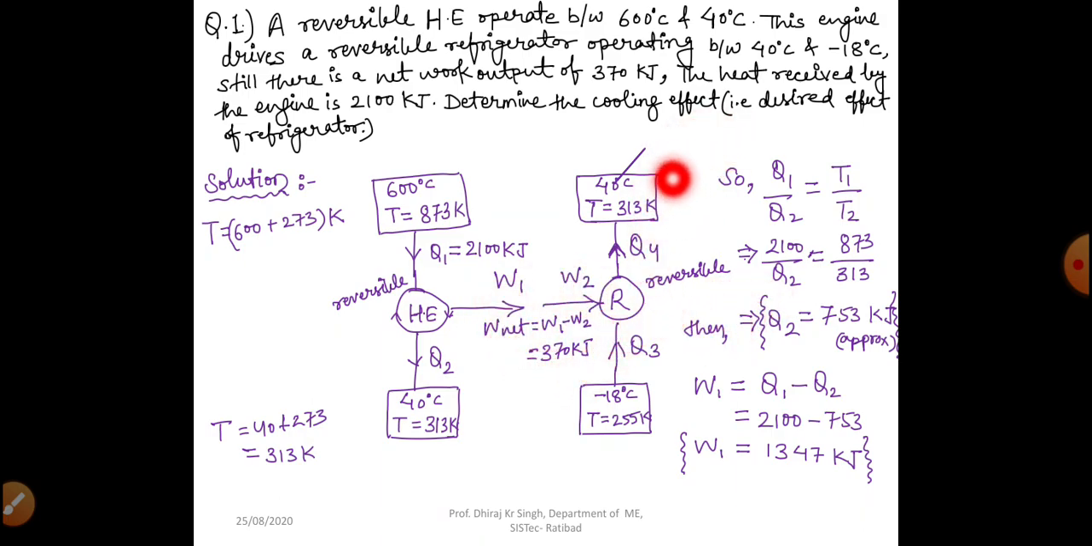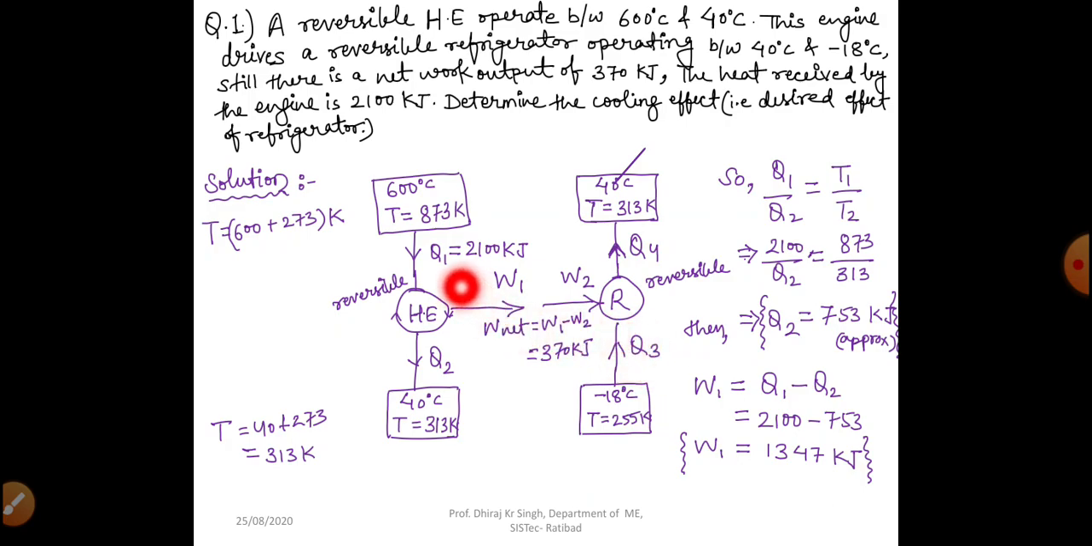This refrigerator is working between 40 degrees Celsius and minus 18 degrees Celsius. So 40 degrees Celsius is 313 Kelvin, and minus 18 degrees Celsius is 255 Kelvin. Q3 is the heat absorbed by the refrigerator, and Q4 is the heat rejected by the refrigerator. The final question asked is to determine the cooling effect of the refrigerator. The desired effect is this Q3, because this is the storage place from which we are taking out the heat. So we have to find Q3.